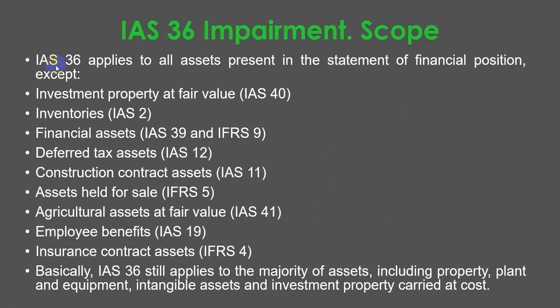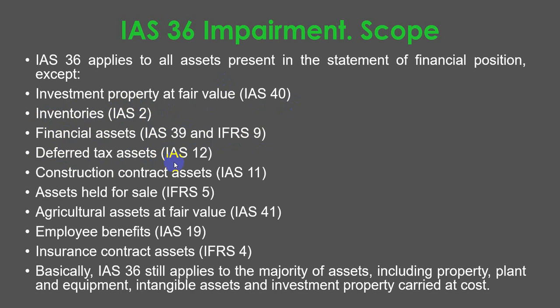So, IAS 36 scope. IAS 36 applies to all assets present in the statement of financial position except investment property at fair value. This area is regulated by IAS 40. Inventories. This area is regulated by IAS 2. Financial assets. This area is regulated by IAS 39 and IFRS 9.